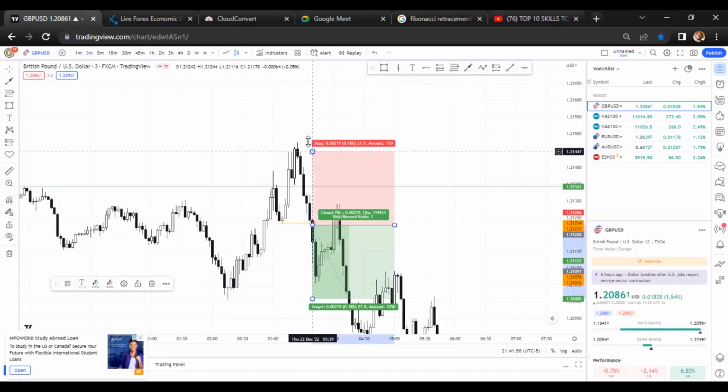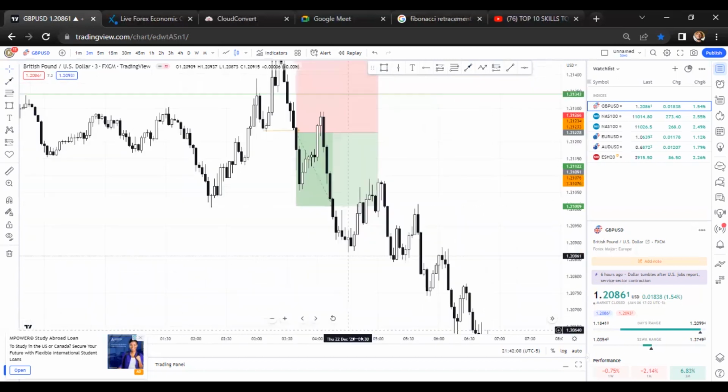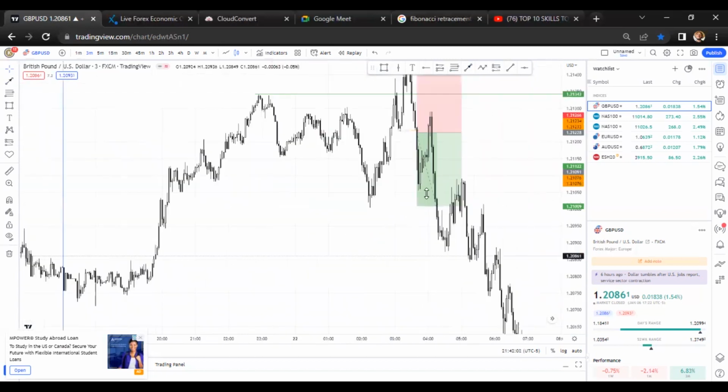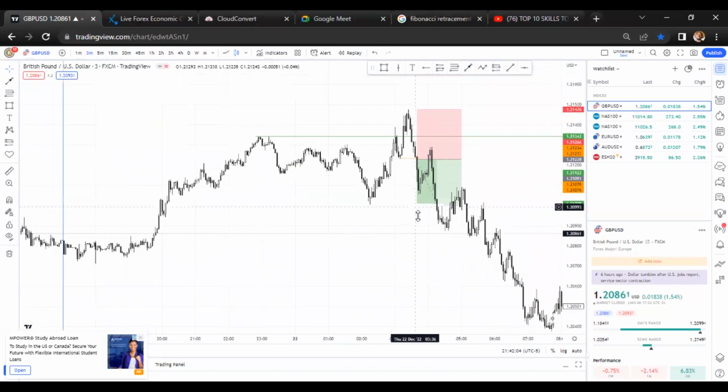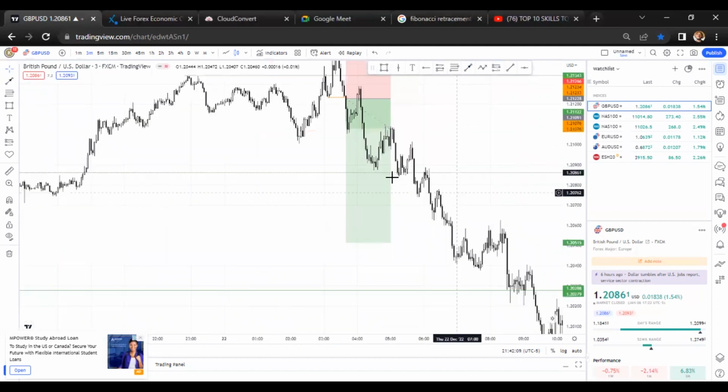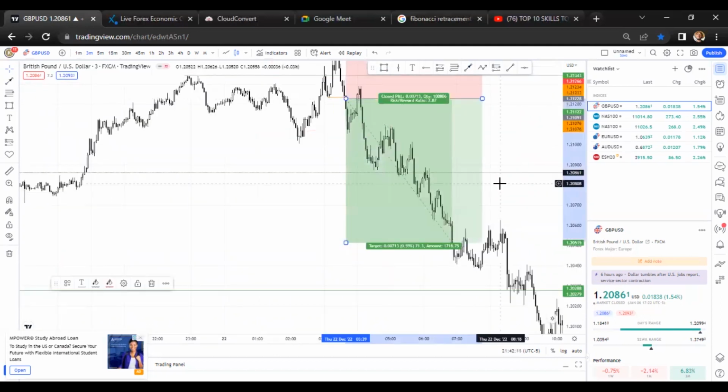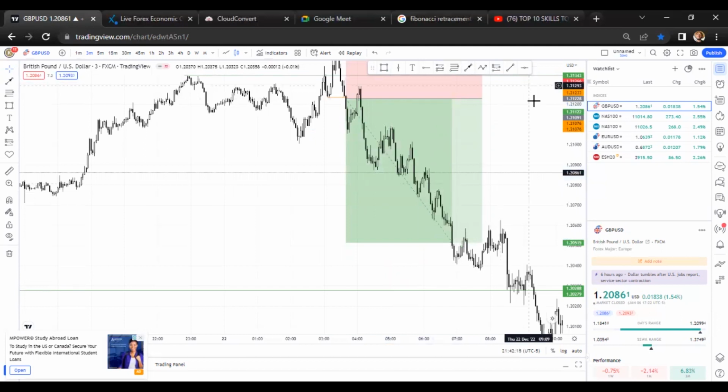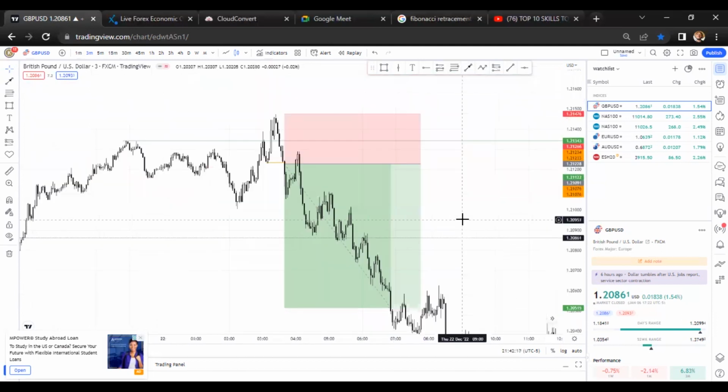It stops around here. And then you see how price is going to go down. Okay. A crash. Really, really deep. So this is basically how I enter my trades.